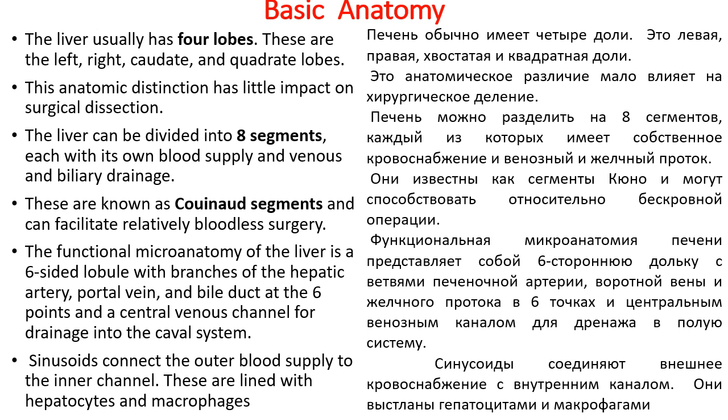The functional microanatomy of the liver is a 6-sided lobule with the branches of the hepatic artery, portal vein and bile duct at the 6 corners, and the central venous channel for drainage into the caval system. Sinusoids connect the outer blood supply to the inner channel. These are aligned with the hepatocytes and macrophages.